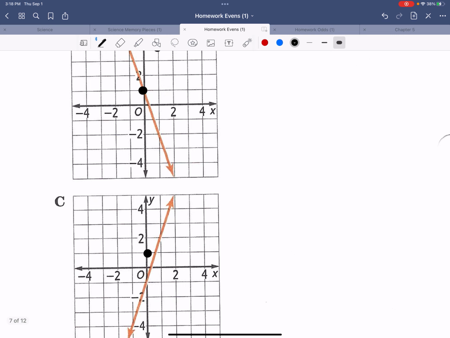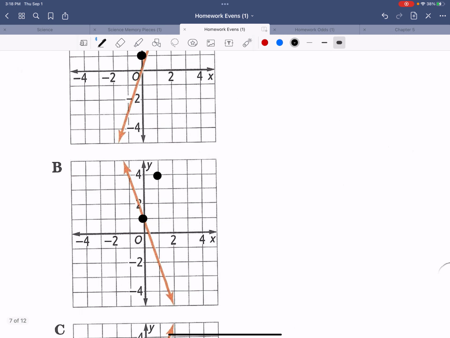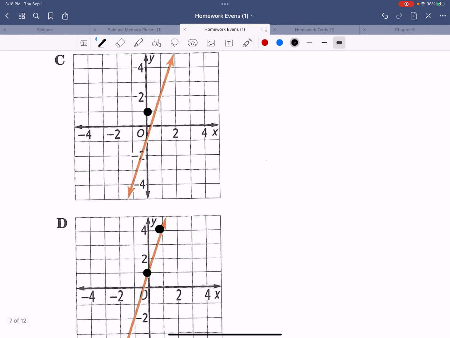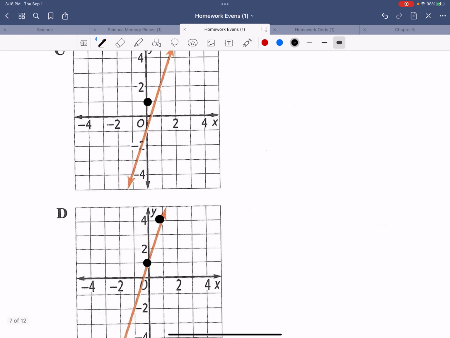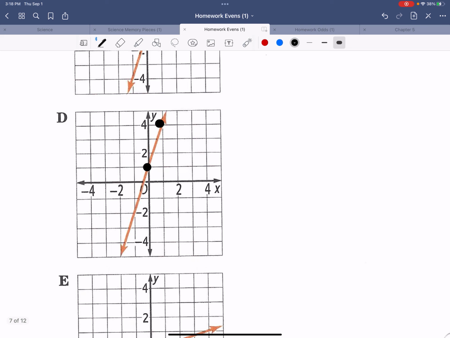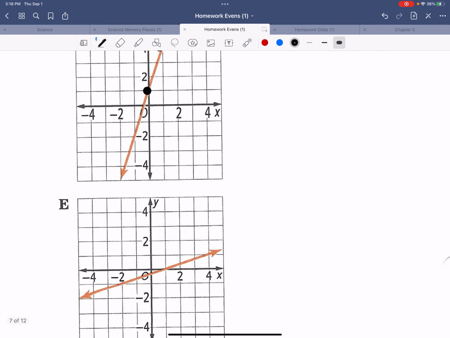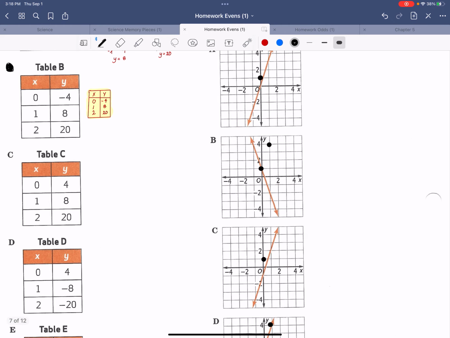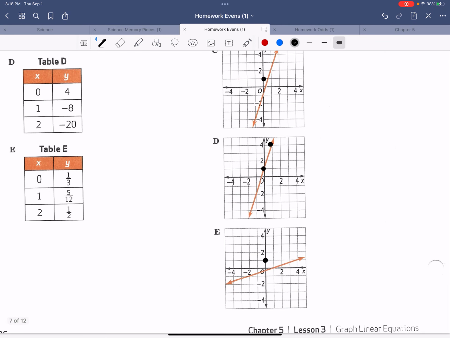That could be it. What's the 2, 7. Over 2 up 7. That could be it. Let's see. 0, 1. Not it. So it has to be D. The others only have 1 point at most. That works.